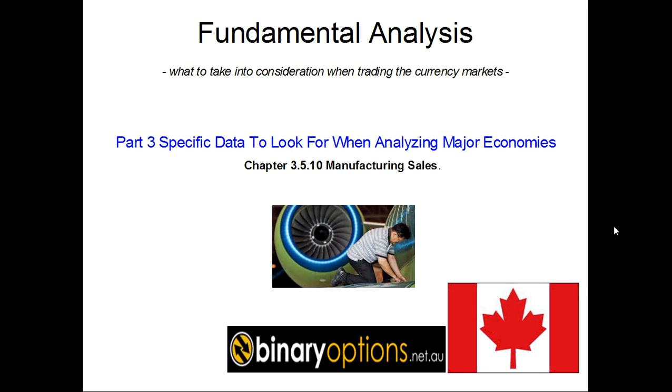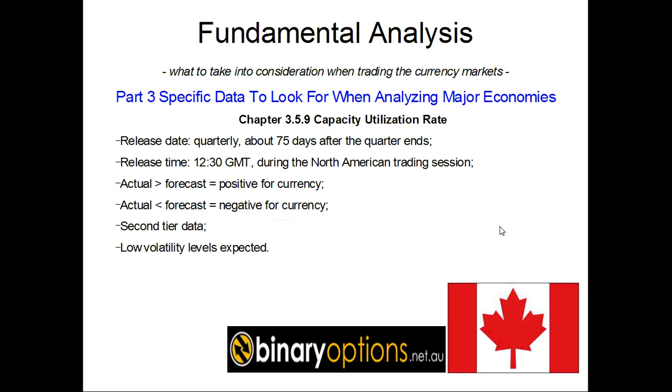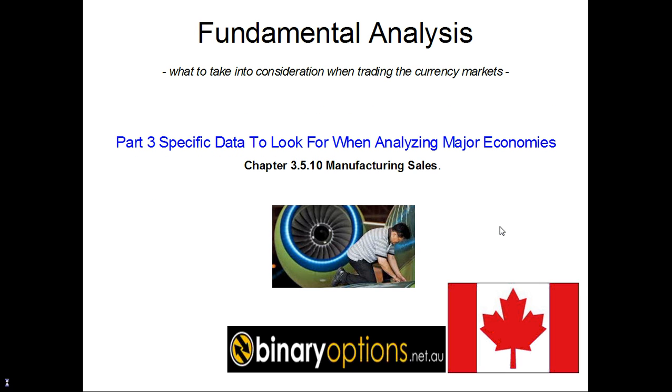However, before moving forward to our next indicator in Canada, we should keep in mind that the capacity utilization rate is released quarterly, about 75 days after the quarter ends, and the release time is 12:30 GMT during the North American trading session. If the actual is bigger than the forecast, it's positive for the currency, and if the actual is lower than the forecast, it should be viewed as negative for the currency. Now stay tuned. Now moving on to the manufacturing sales, please.